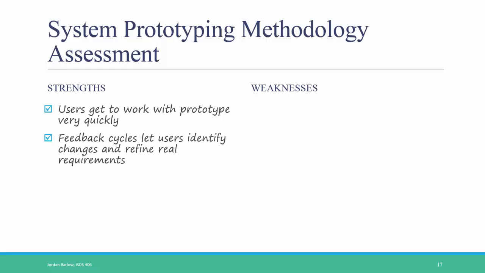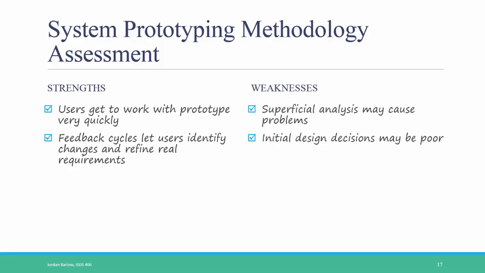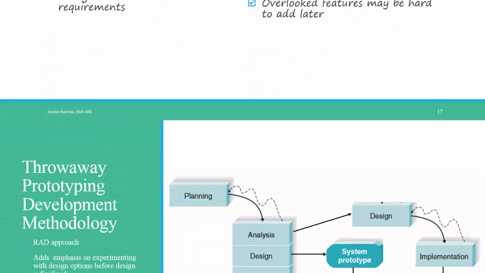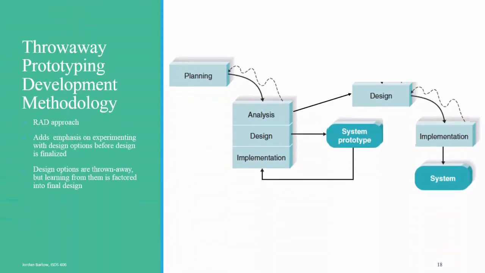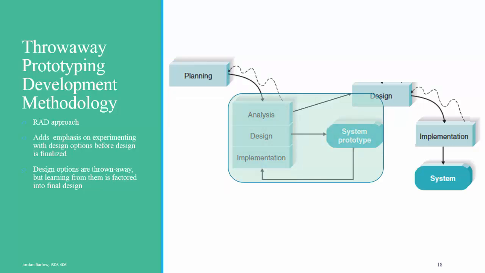However, there are some weaknesses, as with every methodology. Superficial analysis may cause problems, and initial design decisions may be poor, and there might be overlooked features that are hard to add later. Here's what throwaway prototyping development looks like. It's similar to system prototyping, except that the prototype is more experimental in nature and not usable. It might be a series of screens that users are able to play around with but don't have any working functionality.